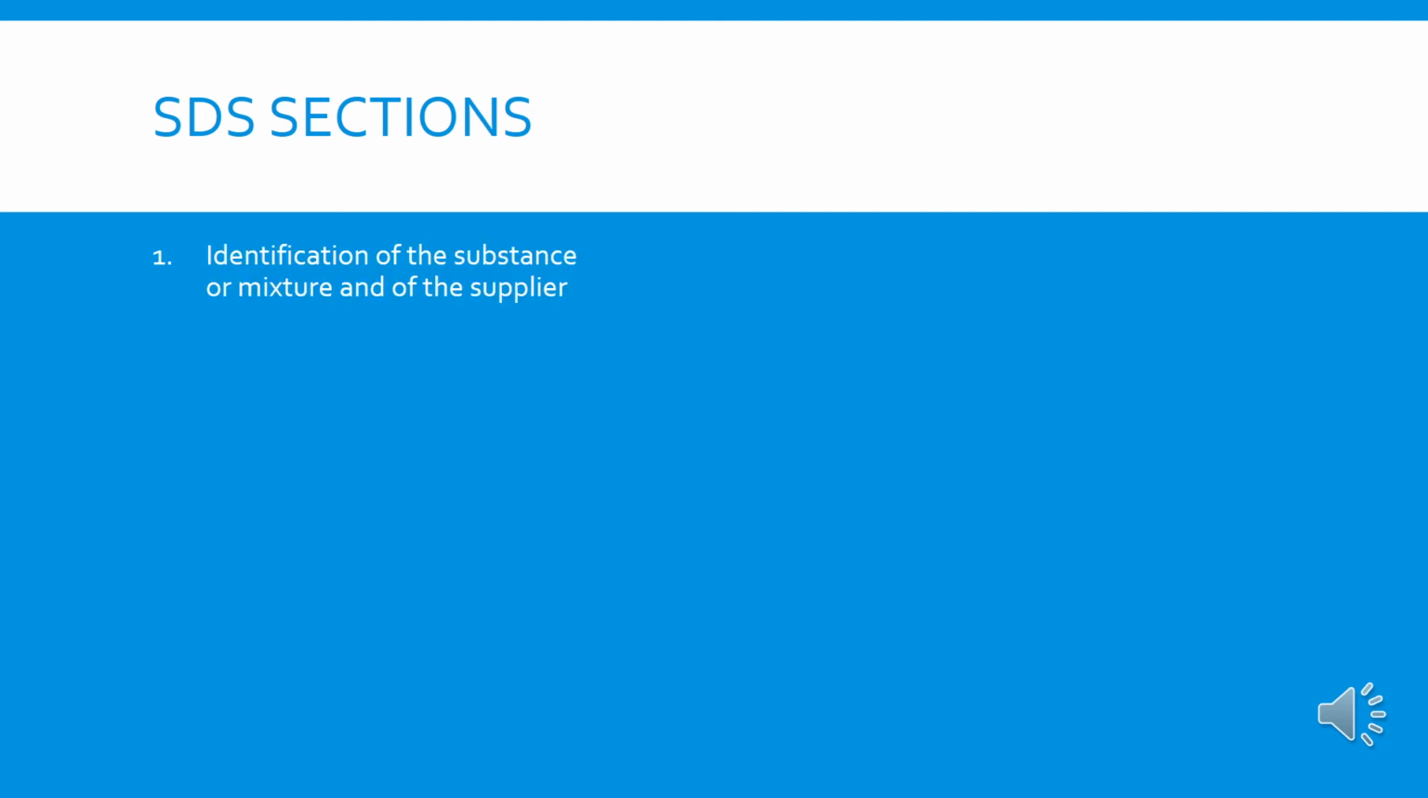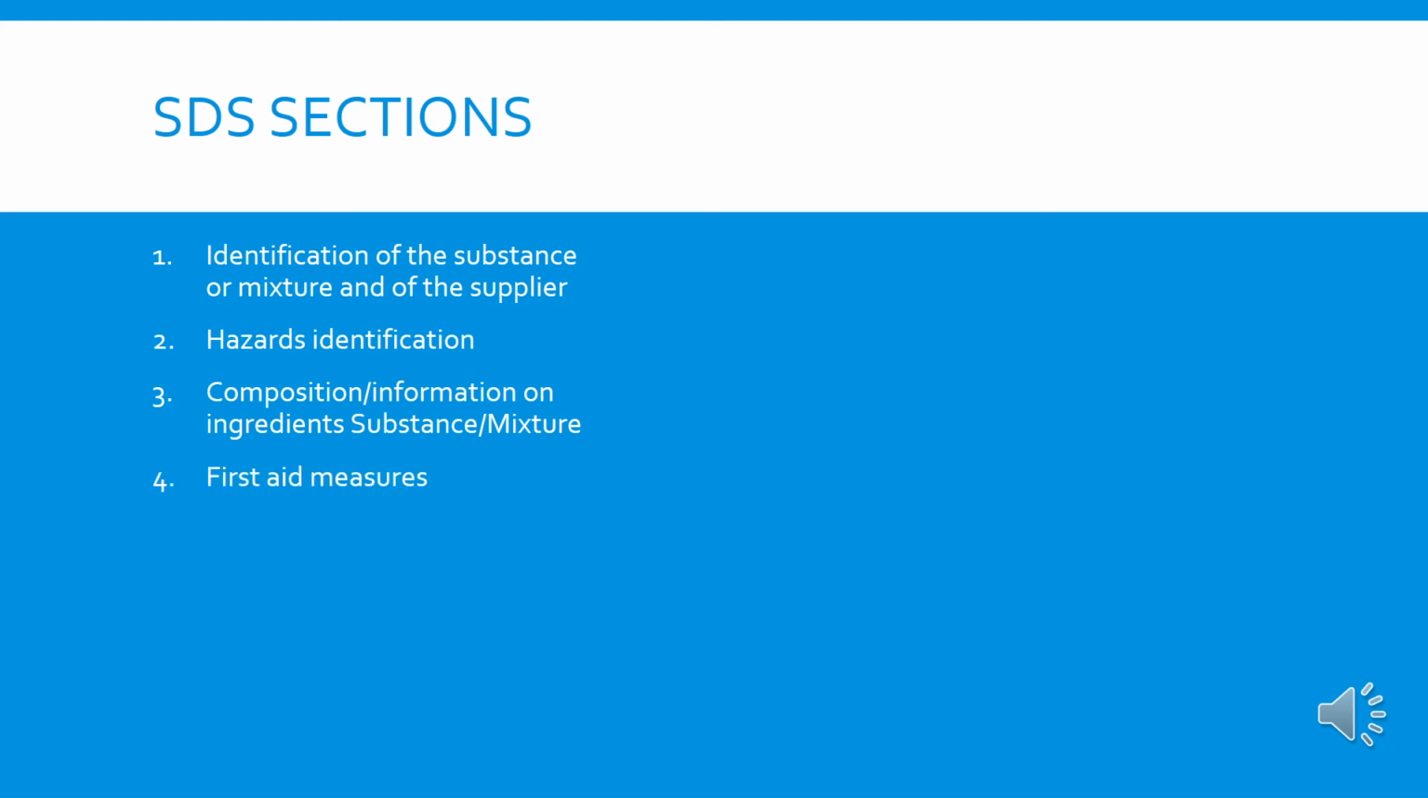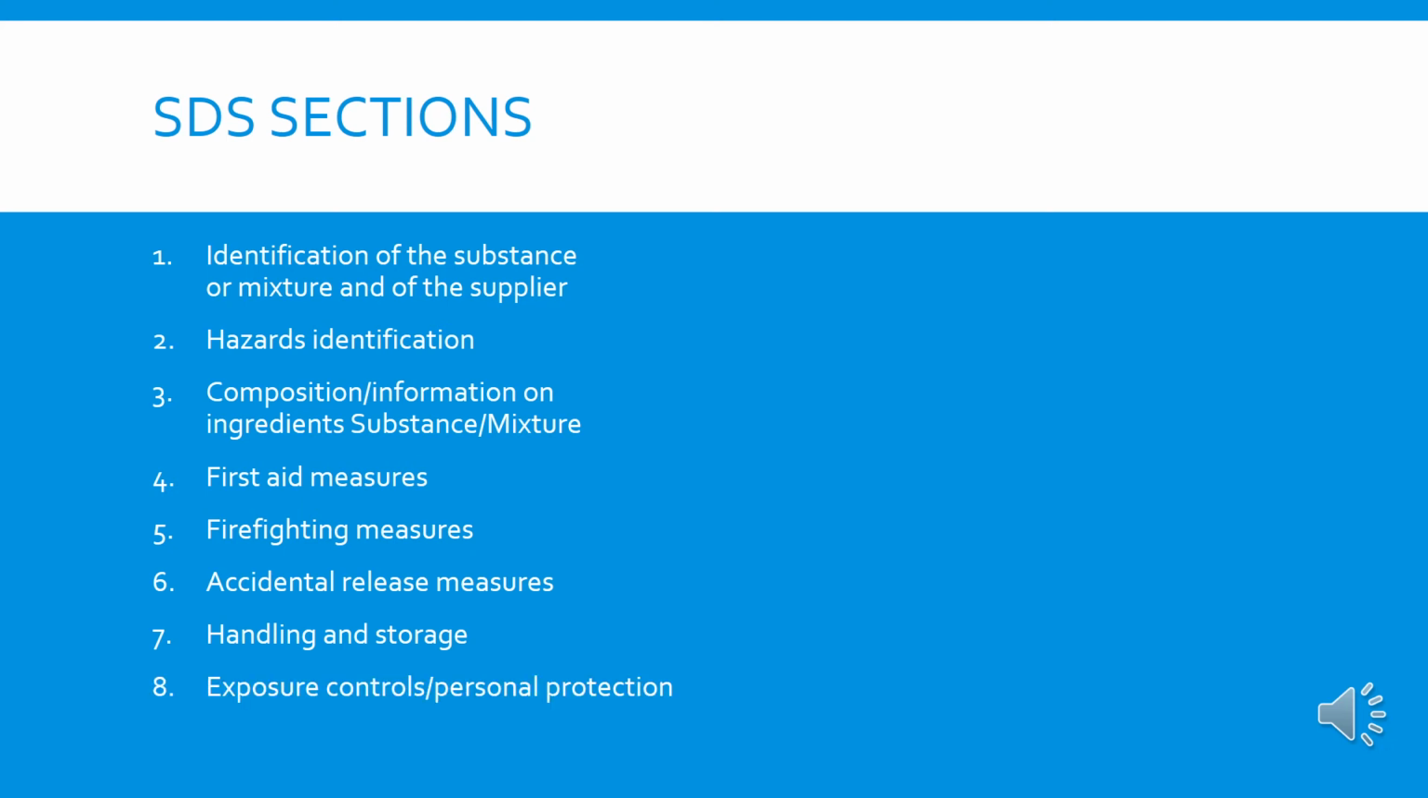Section 1. Identification of the substance or mixture and of the supplier. Section 2. Hazards identification. Section 3. Composition information on ingredients, substance, mixture. Section 4. First aid measures. Section 5. Firefighting measures. Section 6. Accidental release measures. Section 7. Handling and storage. Section 8. Exposure controls, personal protection equipment.